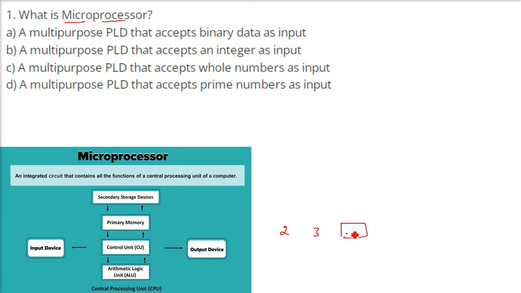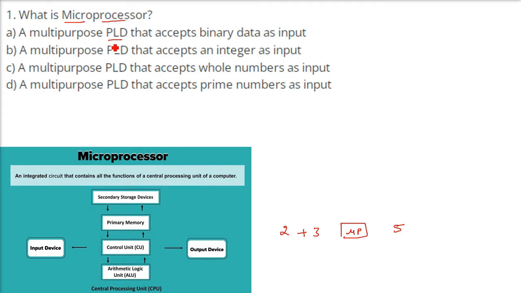For example, 2 and 3 are coming. The microprocessor, if you want to add, it will give you 5. If you want to subtract, it has to give you -1. So whenever you see a computer now, inside the cabinet there is a processor.